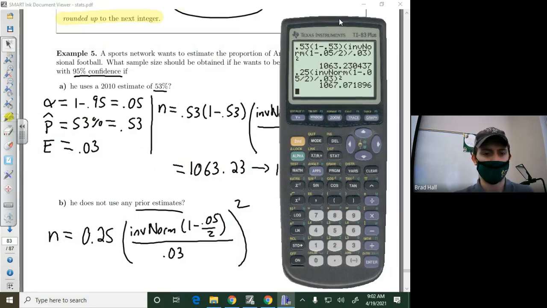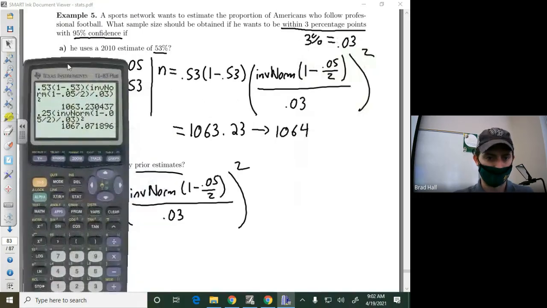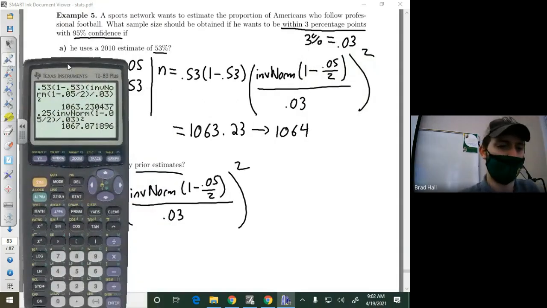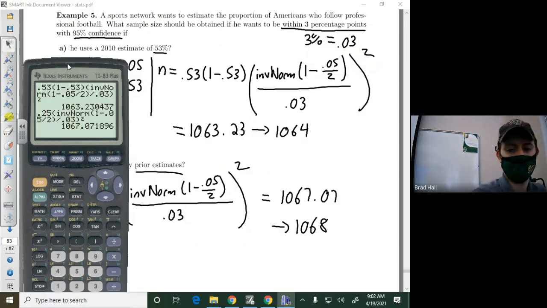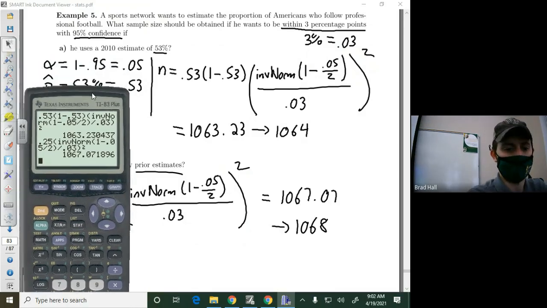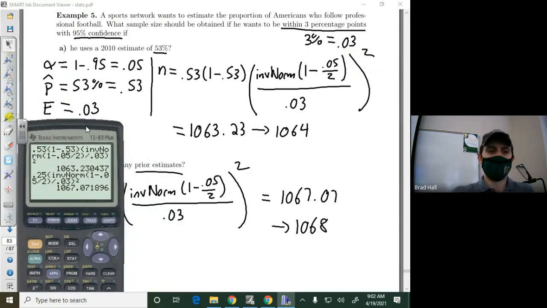It doesn't change the number too much, but it does enough to give us, relative to MyMathLab, a completely different answer. 1067.07, which they force us to round up to 1068. So leave that on the screen here. Yes, that does conclude this problem though.